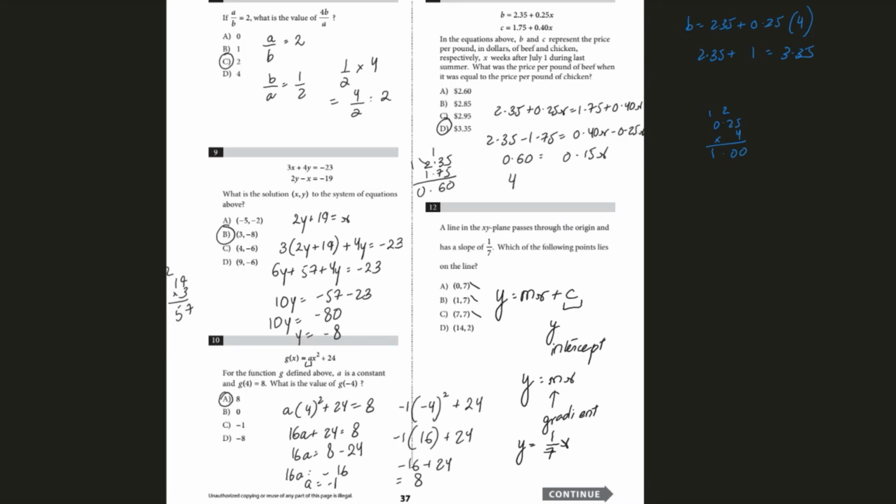When the value of x is 14, then the value of y is 2. So D is your answer, because you basically have y is equals to 1 upon 7 times 14, y is equals to 2, and this basically shows you that D is the right answer. So let's move on.